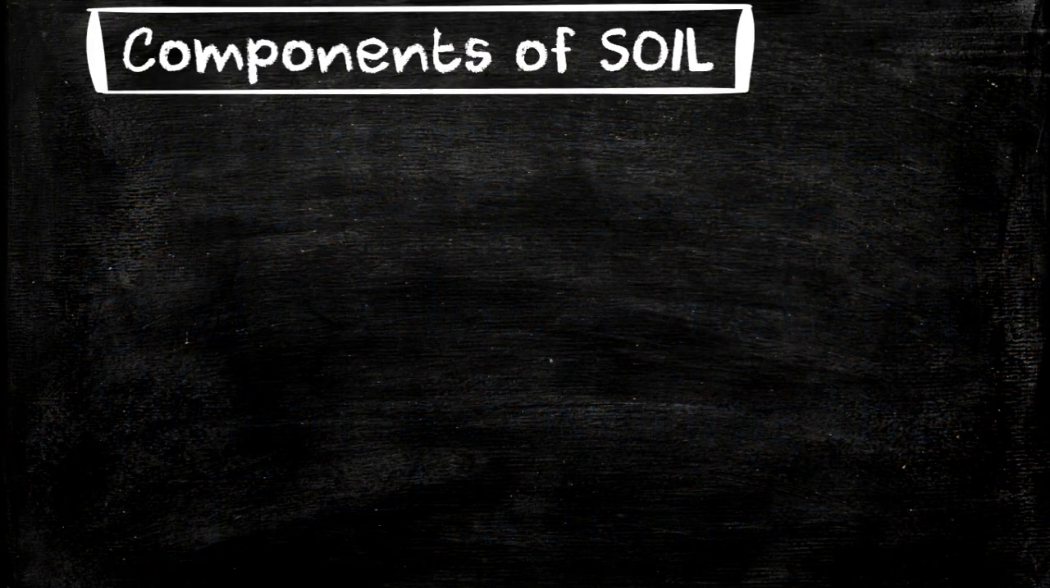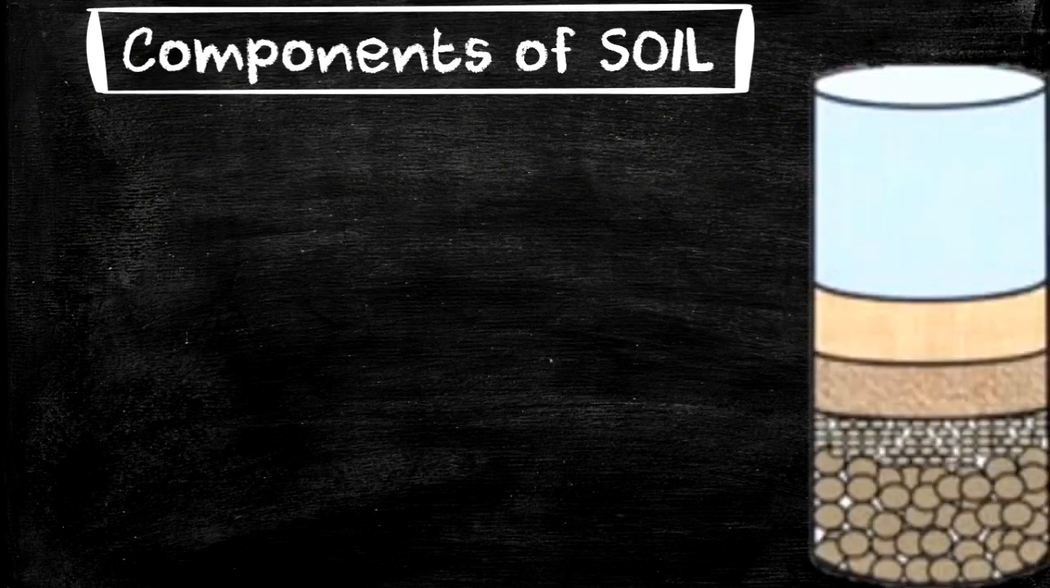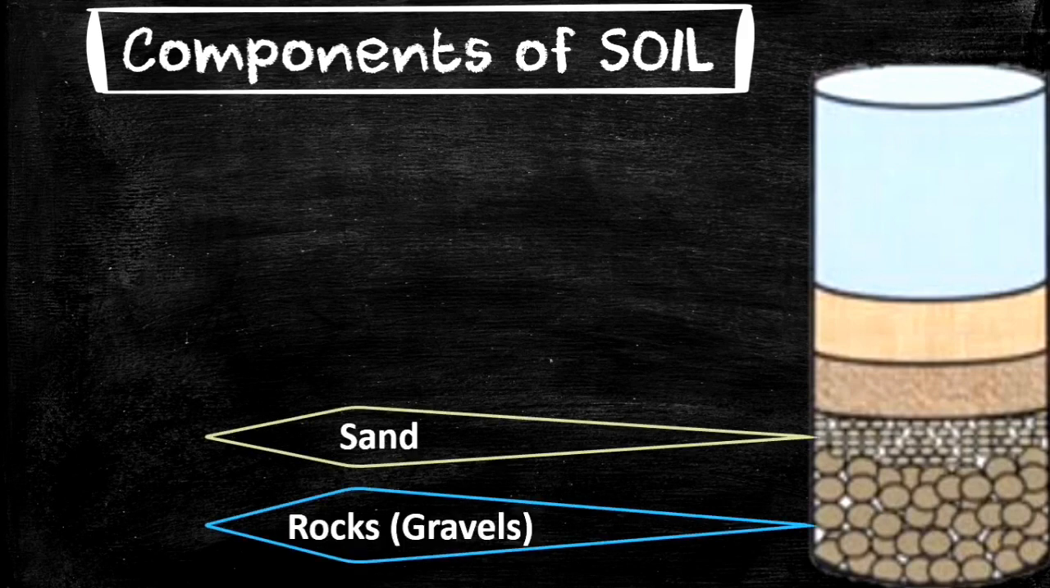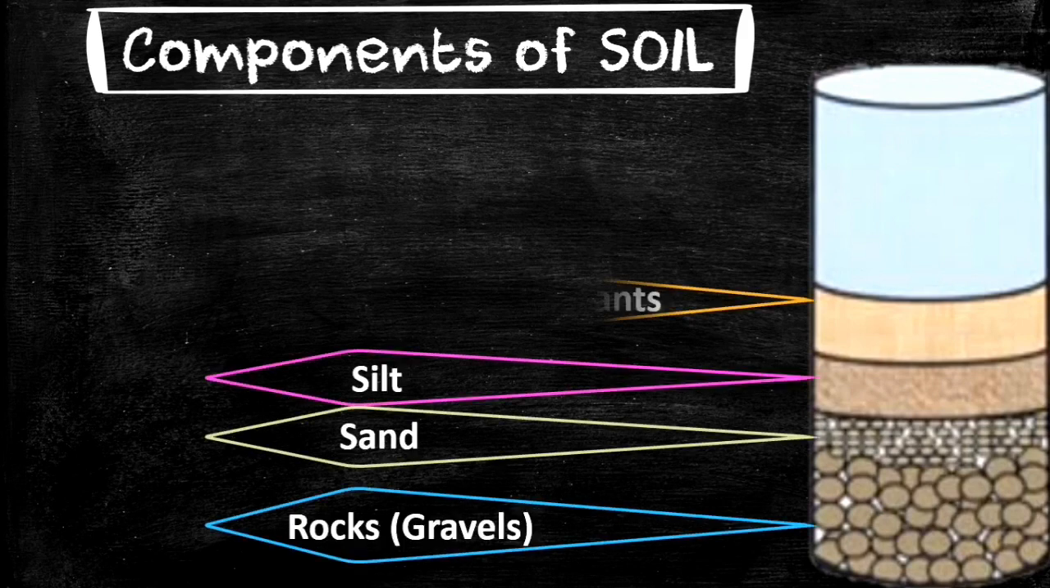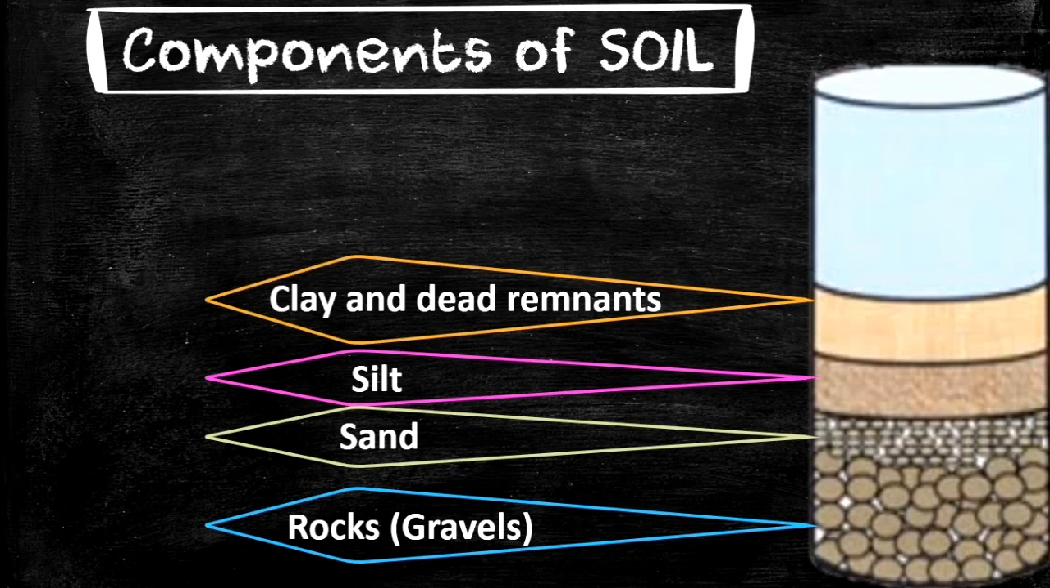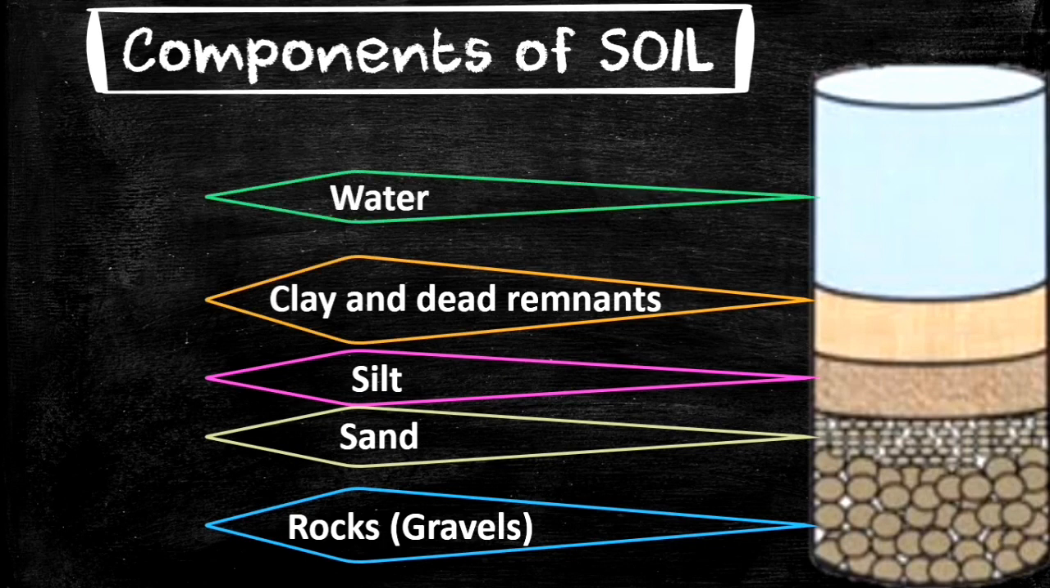From book we have seen that soil contains different kinds of elements. If we rearrange soil in a jar by layer, we can see that soil contains gravels, rocks, sand, silt, clay, dead remnants, and water.